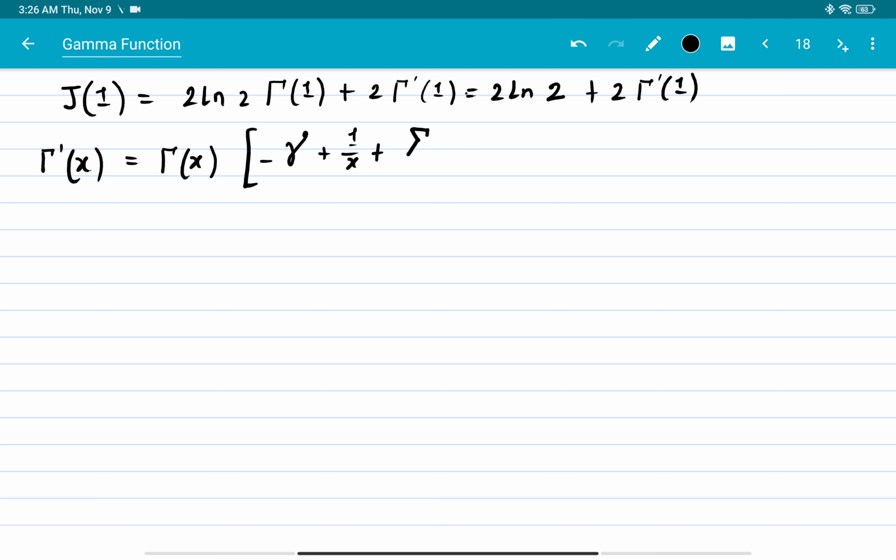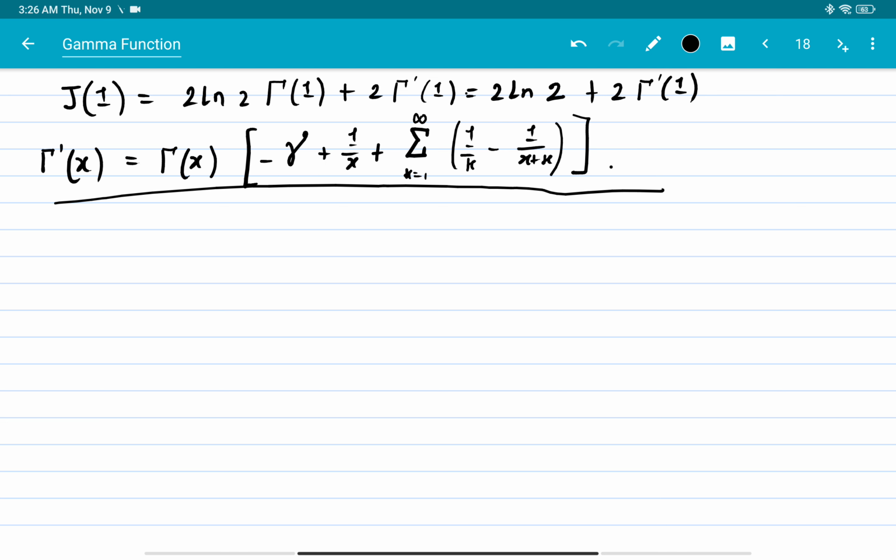and 1 over x, and this summation, I guess, will be k equals 1 to infinity of 1 by k minus 1 by x plus k. So it will be given. So once cross check yourself while writing these things.